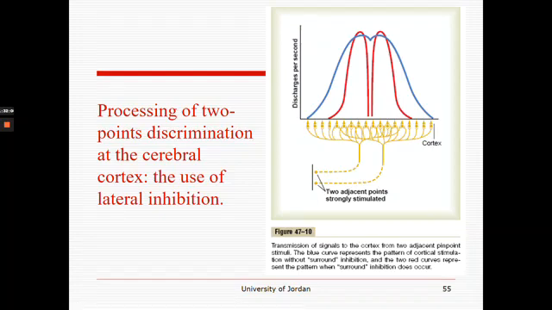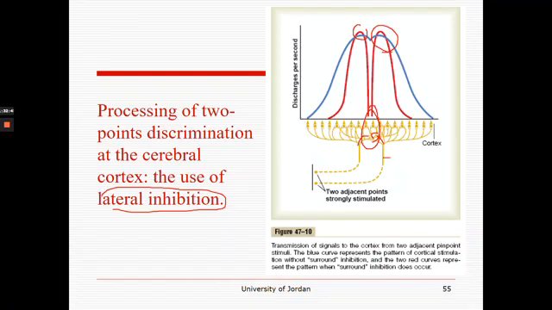Now the two-point discrimination has lateral inhibitory pathways. This system inhibits laterally here, and this system inhibits laterally. So in the center we have inhibition, and in the lateral parts we have stimulation. Two-point discrimination is perceived as one stimulus here and one stimulus here, and in the middle it is inhibited by lateral inhibitory circuits. So processing of two-point discrimination at the cerebral cortex involves lateral inhibitory circuits.